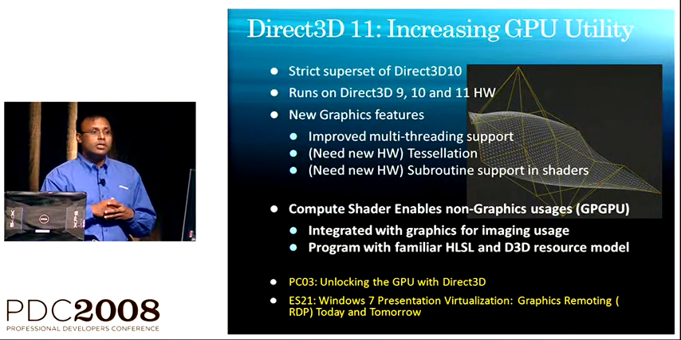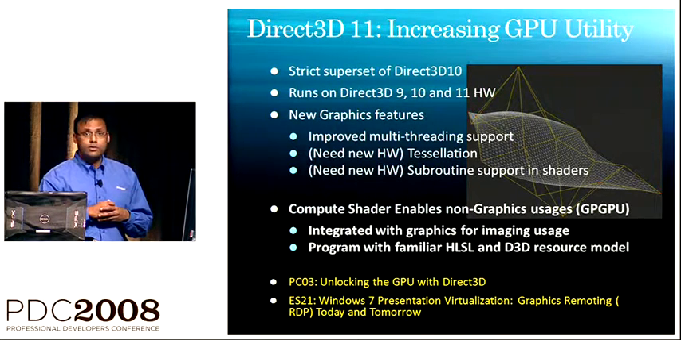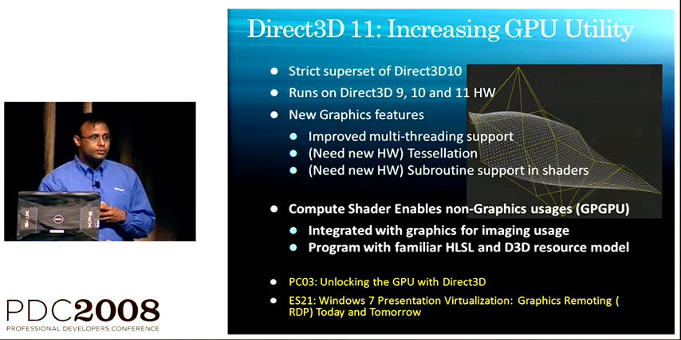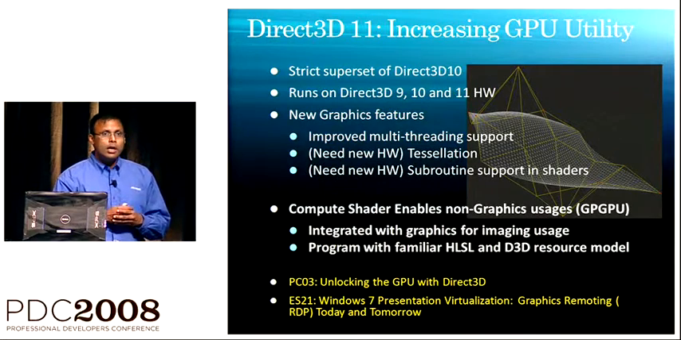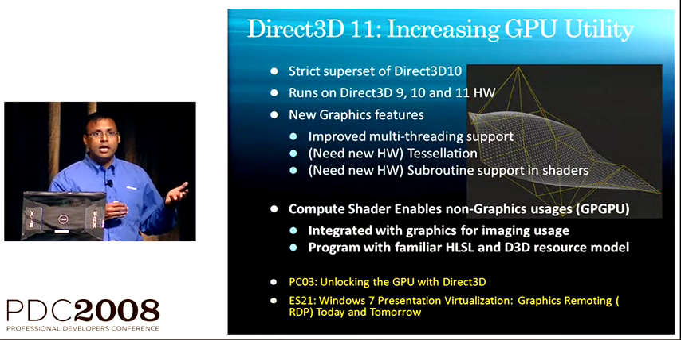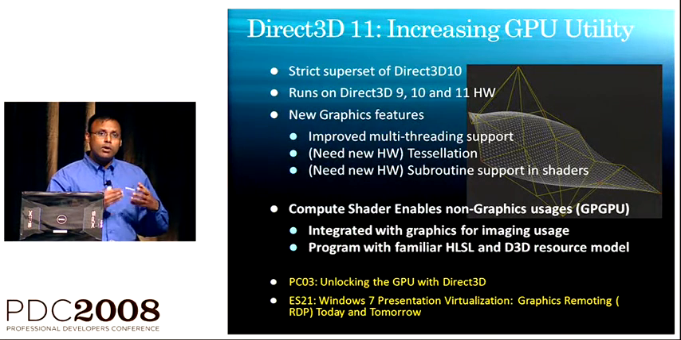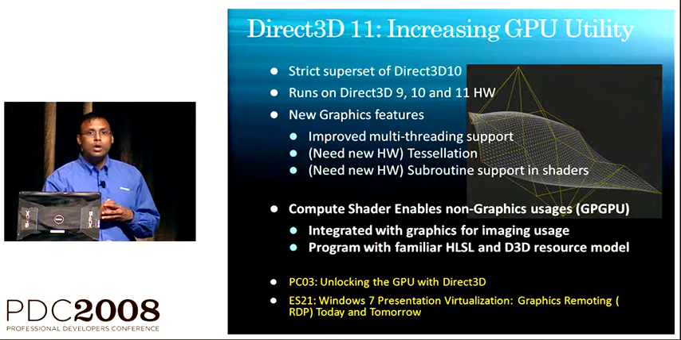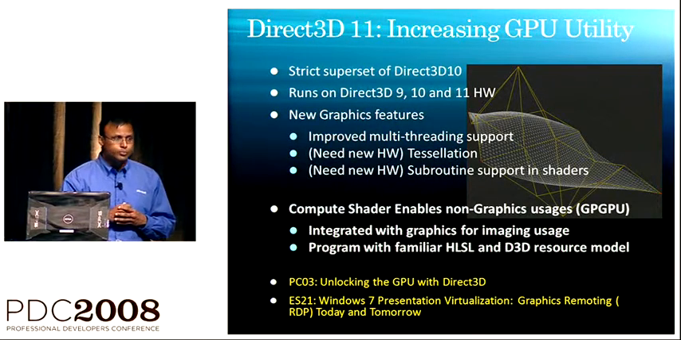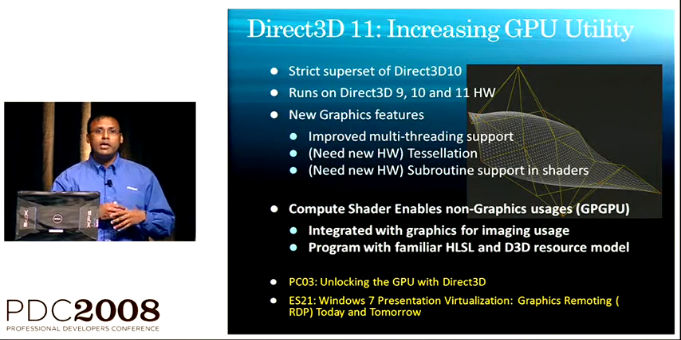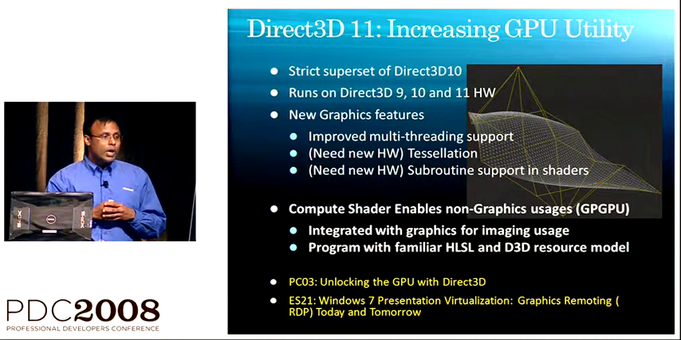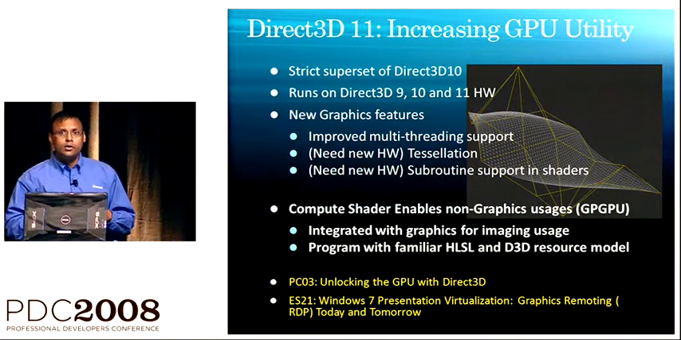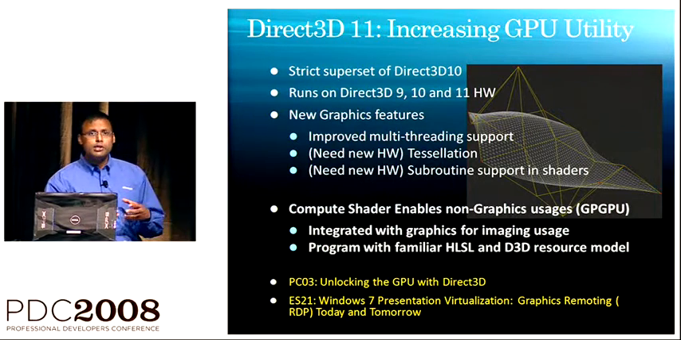We also have a couple of features that require new hardware support, and that is tessellation and subroutine support in the shaders. But in my opinion, an even more interesting usage of the GPU is to do more than graphics. With the introduction of shaders in DX8, and with floating point pixels in DX9, people have already started using the shaders for non-graphics usages of the GPU. With DX11, we've tried to eliminate even more barriers. In fact, you don't need to draw triangles to be able to use the GPU to do anything that you want to do. So you basically continue to use the well-known HLSL and Direct3D resource model to do things like image processing or video processing.